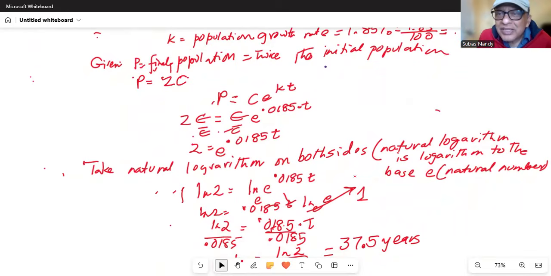Okay, now we will take the natural logarithm on both sides. Natural logarithm means logarithm to the base e. So that becomes ln 2 equal to ln e to the power of 0.0185 t. Remember, ln is nothing but logarithm to the base e. So we use another property of a logarithm where an exponent becomes multiplied by that exponent in the front. So it becomes ln 2 is equal to 0.0185 t times ln of e.